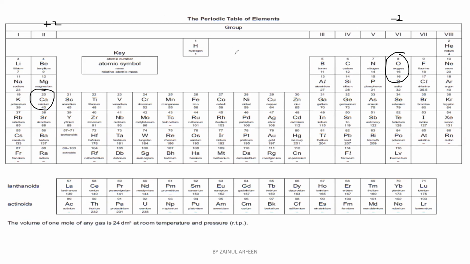So calcium belongs to group 2, +2, oxygen belongs to group 6, -2. First we simplify the valency, so valency is simplified as 1:1. So the formula of calcium oxide is CaO. So we have to draw one calcium and we have to draw one oxygen.